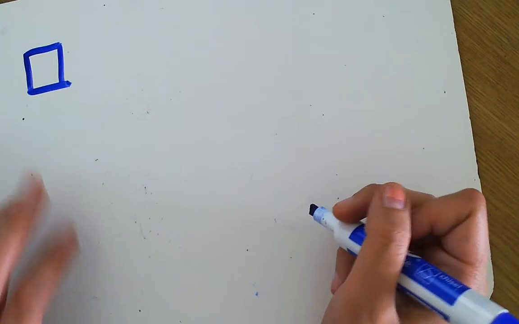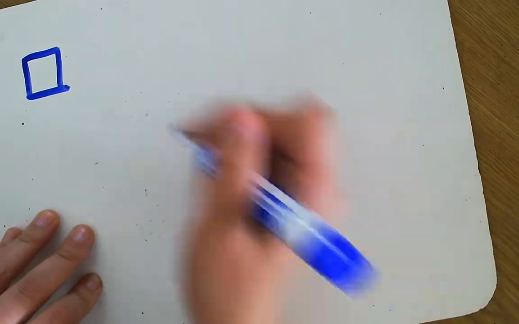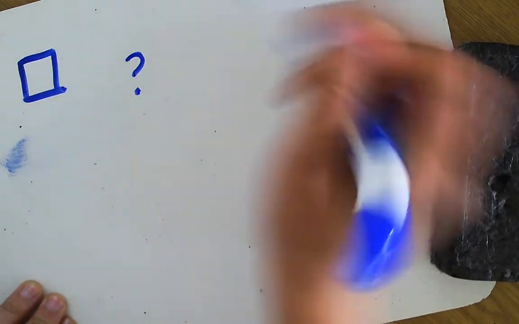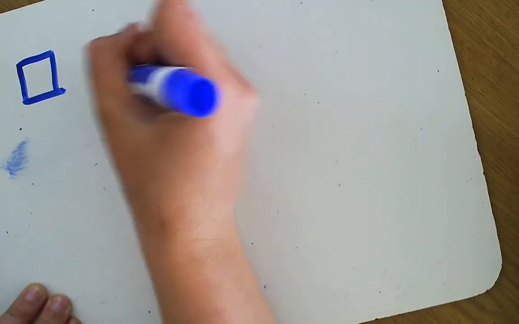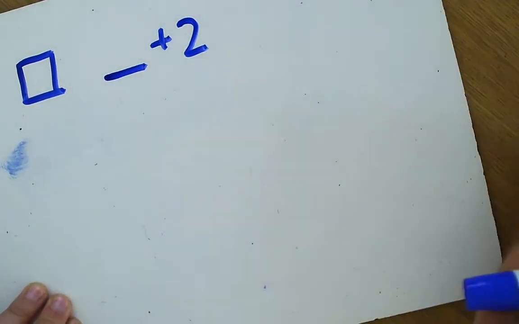So let's try another one together. Here, again, I'm just going to use a box to represent my unknown. You might see it in your textbook as a triangle. Maybe you'll see it as a question mark, like I said. Maybe you'll see it as just a blank. It could be anything.